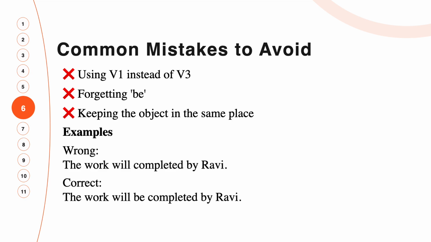So first look at the wrong one. The work will completed by Ravi. It is missing be in the example. Now the correct one is the work will be completed by Ravi. Now the second one is the correct one because there is a be which is used in some of the sentences, and the wrong one does not contain be. That's why it is wrong.